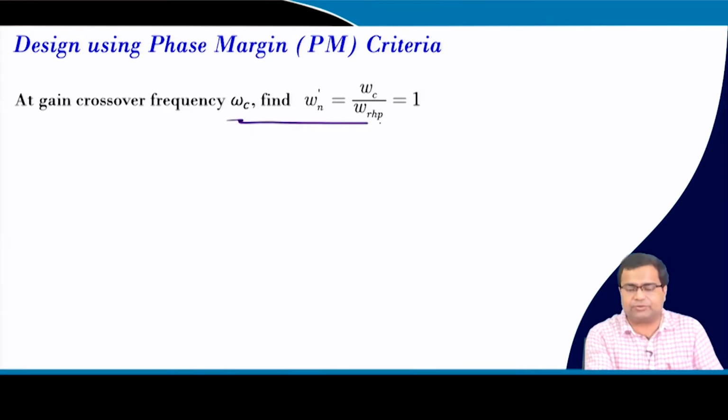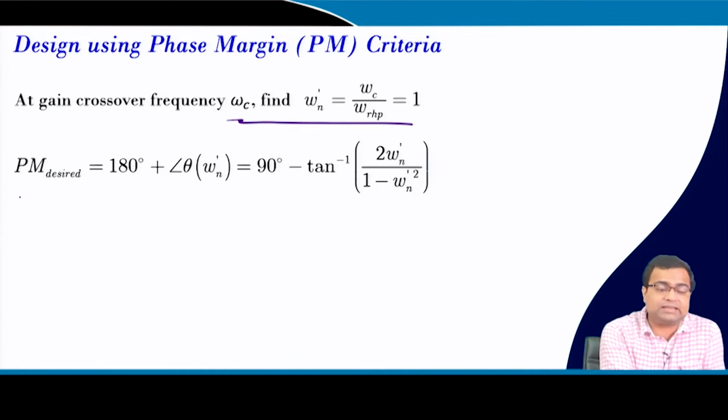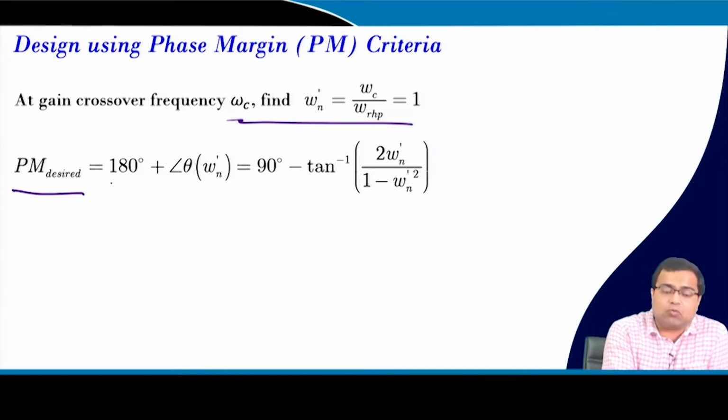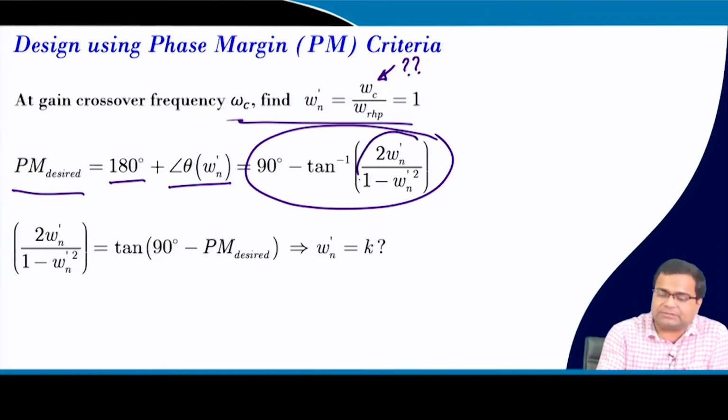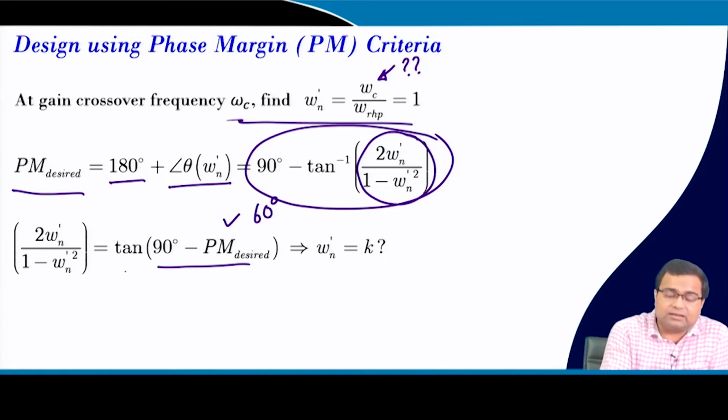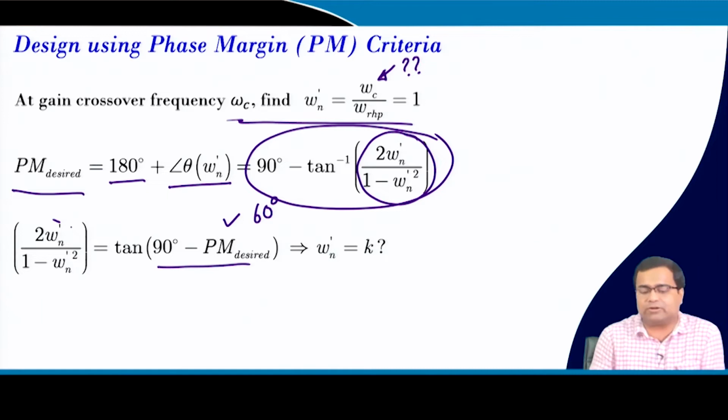So, at gain crossover frequency we know the expression, and the desired phase margin is nothing but 180 degree plus your phase angle at omega n dash, and we are trying to find omega c. This is unknown, and if we substitute this expression and rewrite, it is nothing but tan of 90 degree minus the desired phase margin. So, if you set some phase margin, let us say 60 degree, then tan 30 degree, then you can find out what is my omega n dash.